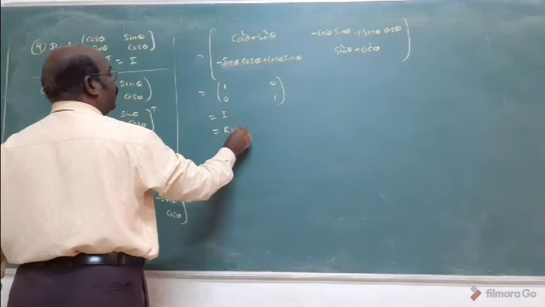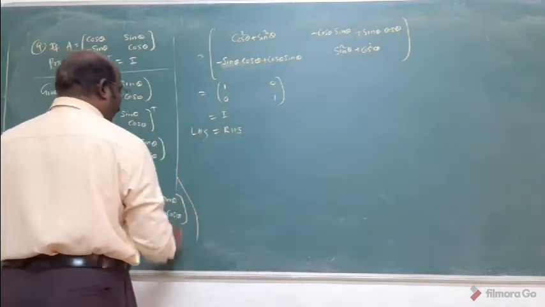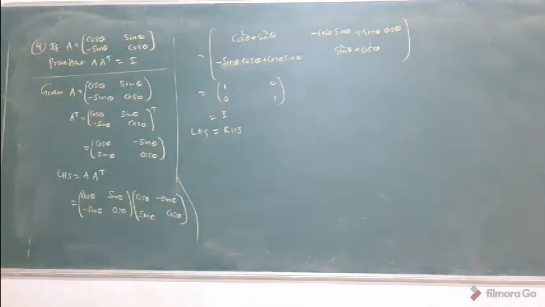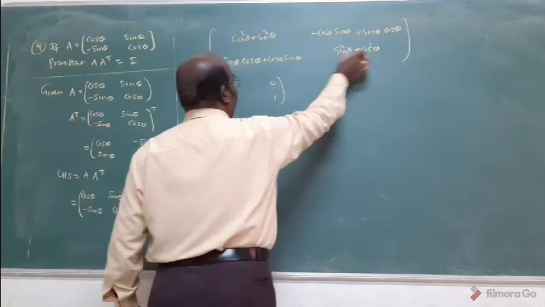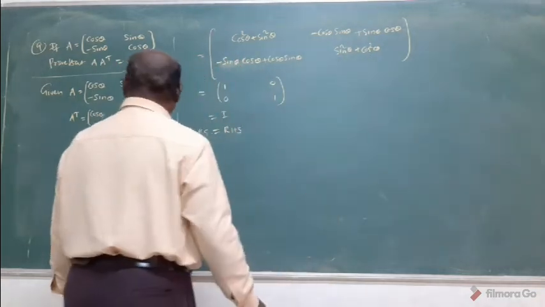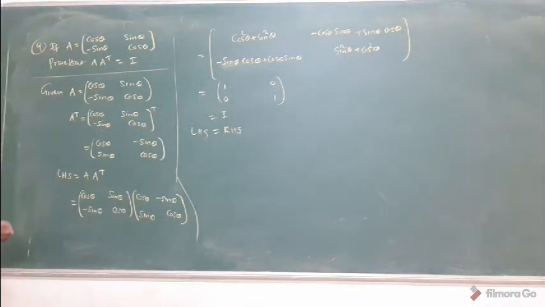That is our process: start with the LHS and simplify it. The first element, second element, third element, fourth element give the answer, which is I. The simple concept: A is given, so find A transpose, then multiply, and automatically you get the answer. I represents the unit matrix, being 1, 0, 0, 1. Question 9 over.